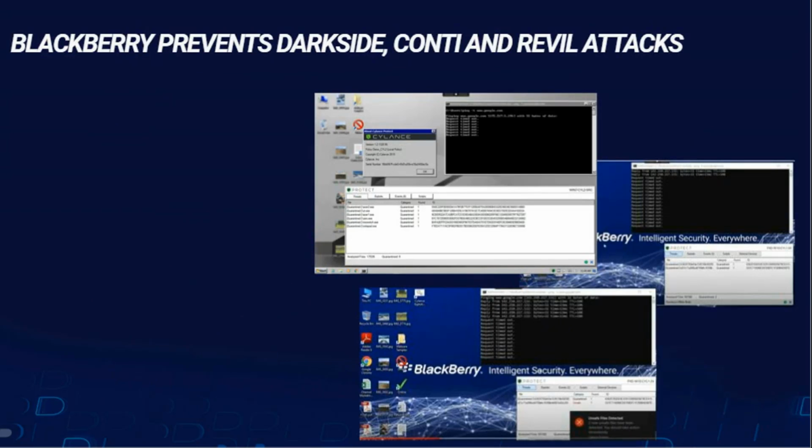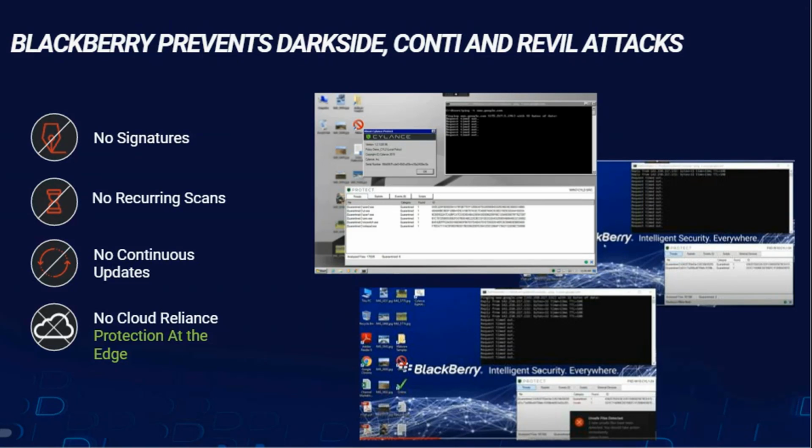Let's talk about some of the recent attacks. I have certain resources attached as CTA for you to take a look at. It's a deep technical analysis for how we prevented against DARKSIDE, CONTI, REVIL attacks. Recently, we did not need any signature updates, no scans required, no updates or cloud connection required to protect that. This was done in milliseconds. Before you could even blink your eyes, you were protected against these ransomware attacks.